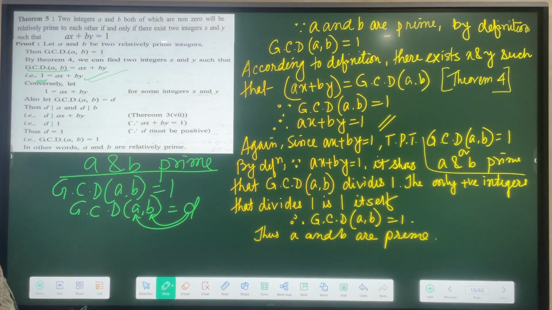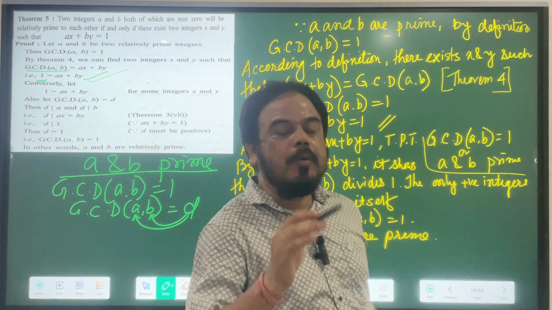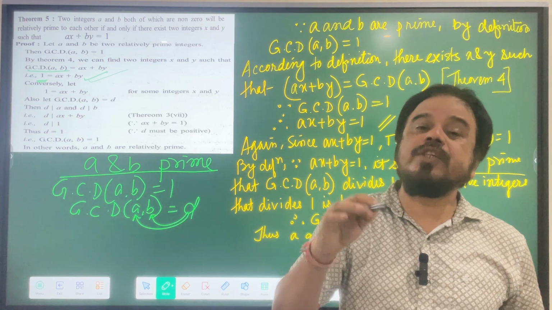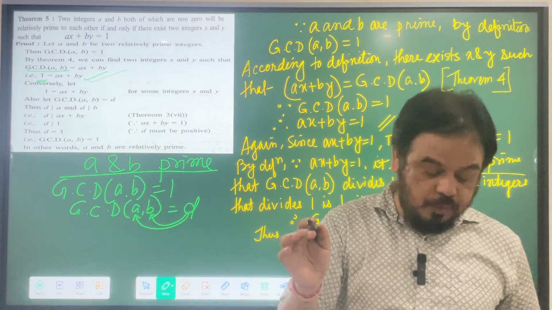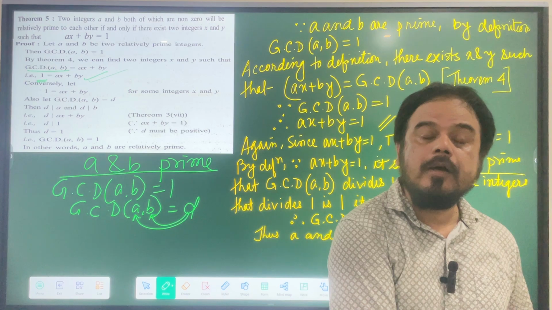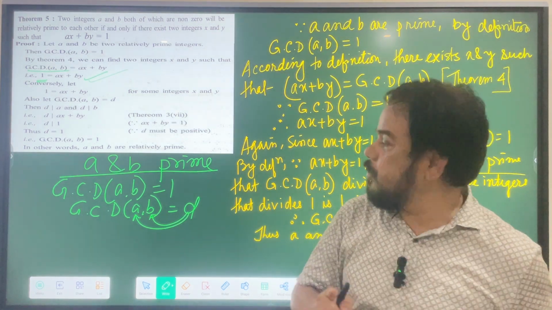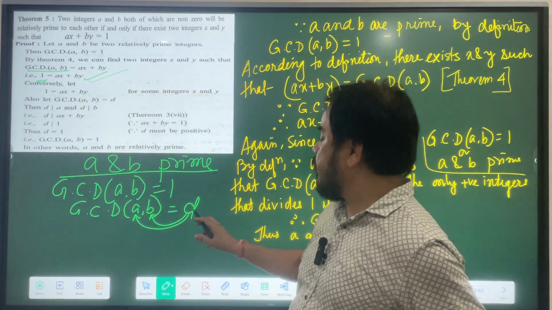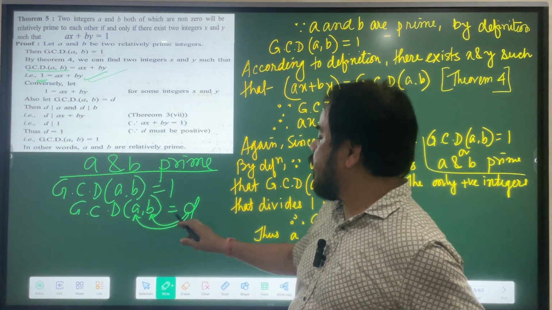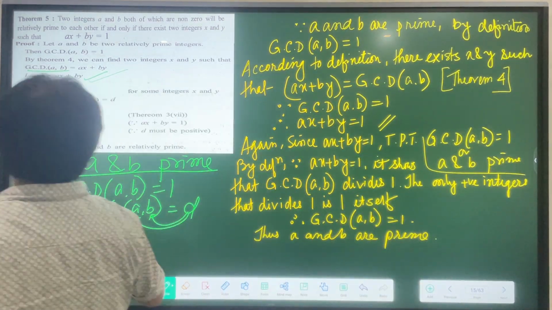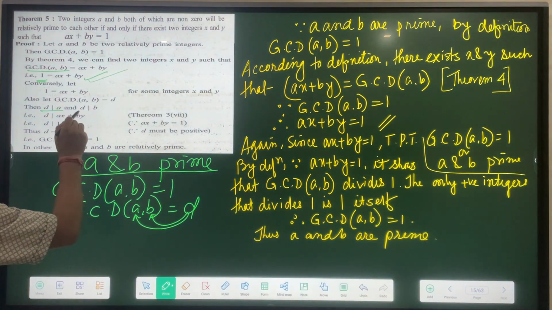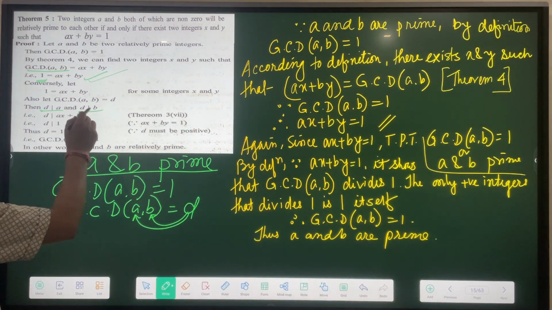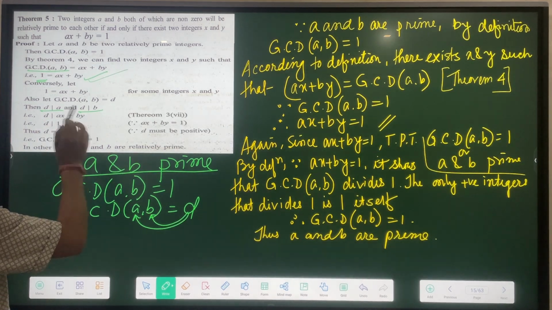Then only you can get HCF of 4 and 6 as 2. So 2 divides 4, and 2 also divides 6. Same thing: GCD of A, B is D, so D divides A, and D also divides B. So D divides A, D divides B, therefore D divides ax plus by.